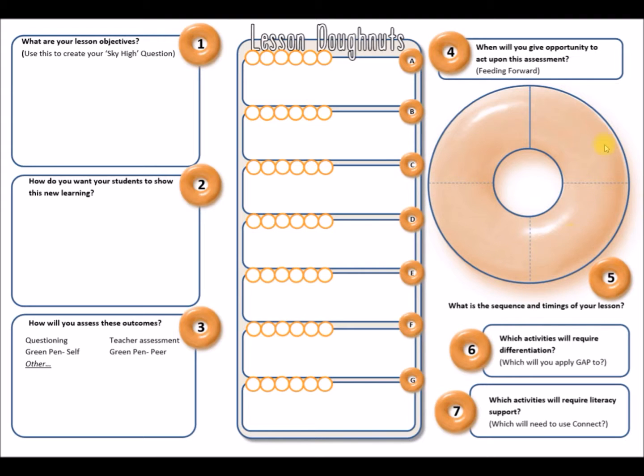So number 5 is the lesson donut. This is just timings. So what you actually do here is you work around the donut, split it up into sections to show each of your activities. And if you look at the Standout Teaching website, it'll explain to you in more detail about how to develop a lesson donut. Finally, down here is step number 6 to consider, which is differentiation.